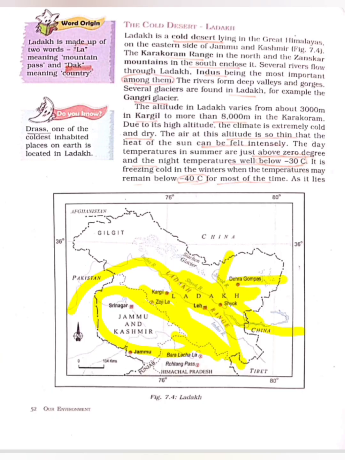The altitude in Ladakh varies from about 3,000 meters in Kargil to more than 8,000 meters in the Karakoram.